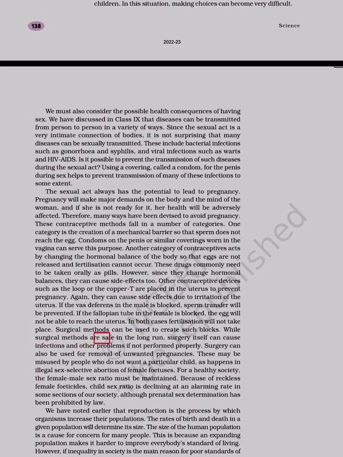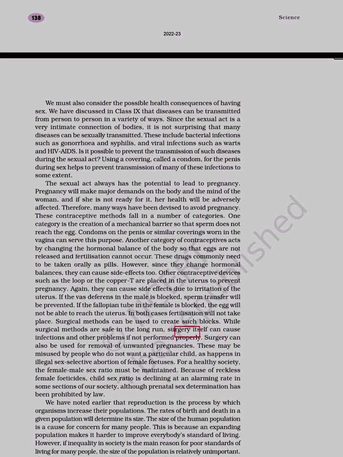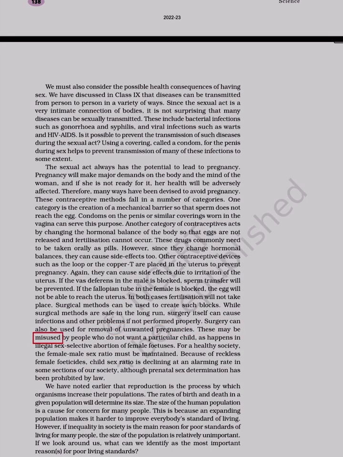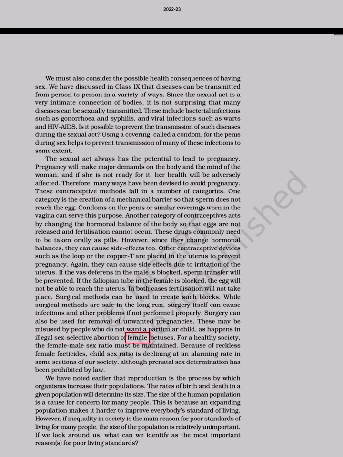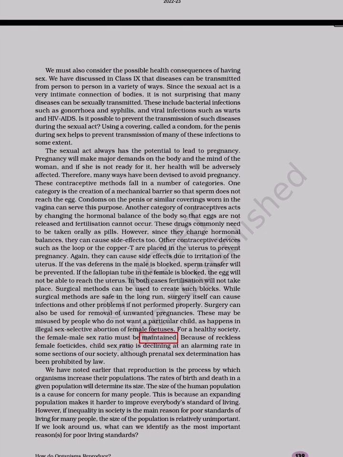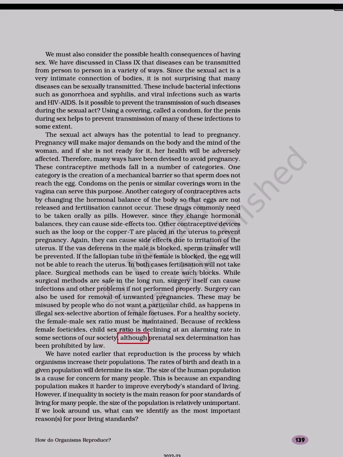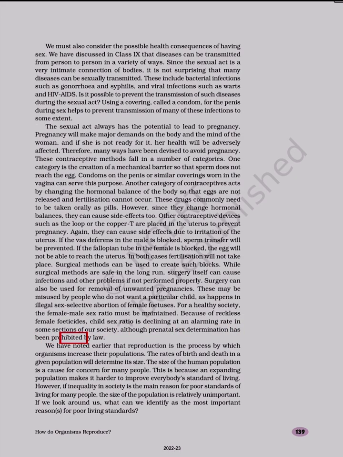While surgical methods are safe in the long run, surgery itself can cause infections and other problems if not performed properly. Surgery can also be used for removal of unwanted pregnancies. These may be misused by people who do not want a particular child, as happens in illegal sex-selective abortion of female fetuses. For a healthy society, the female-male sex ratio must be maintained. Because of reckless female feticides, child sex ratio is declining at an alarming rate in some sections of our society, although prenatal sex determination has been prohibited by law.